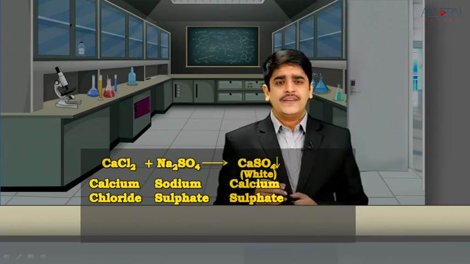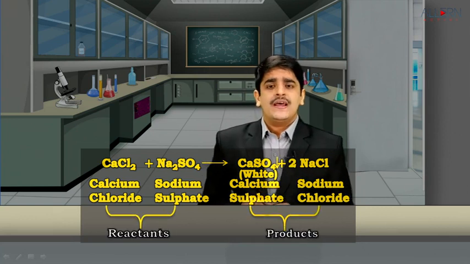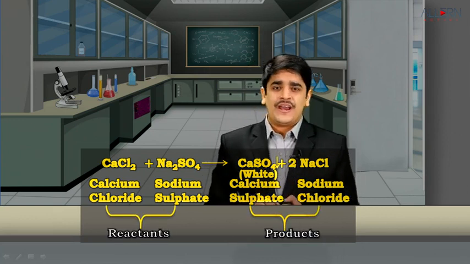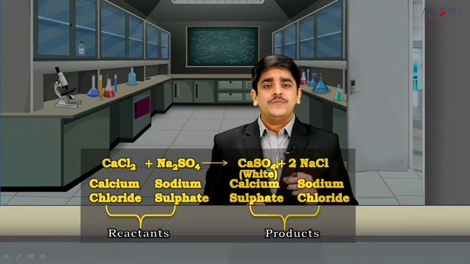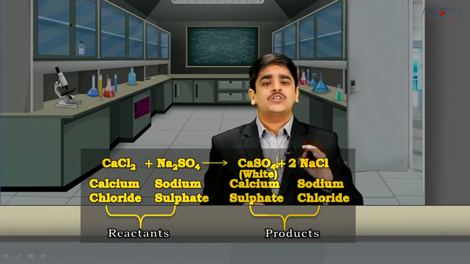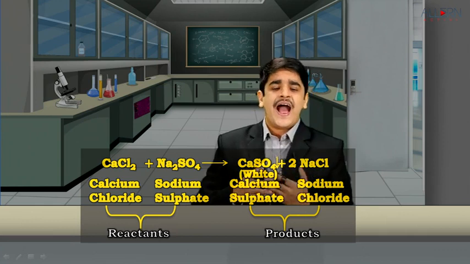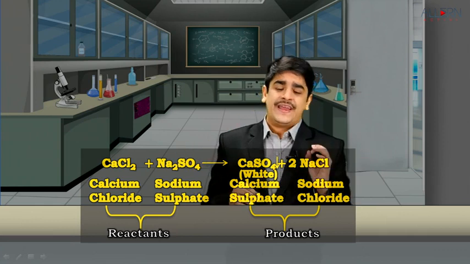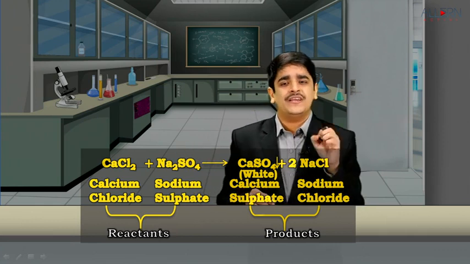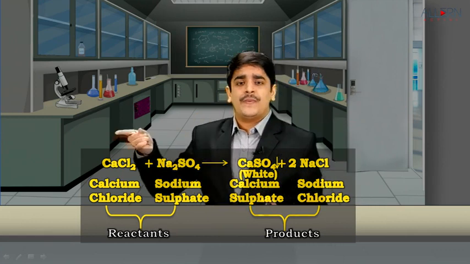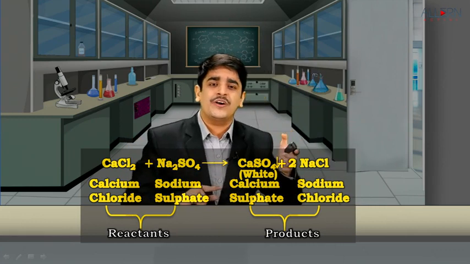So let's have a look. Over here, the reaction is going to be like this. Calcium chloride, given by the formula CaCl2, reacts with sodium sulfate, Na2SO4. It gives me calcium sulfate, CaSO4, which is a white colored precipitate indicated by the downward arrow, and sodium chloride, which is nothing but NaCl. To balance, I have a 2 of NaCl. Now this over here are my reactants. This over here are my products.